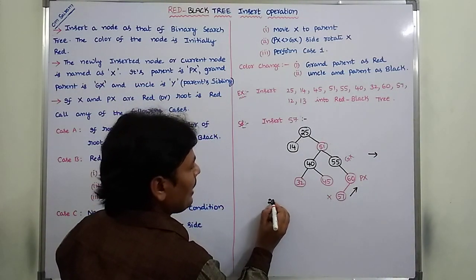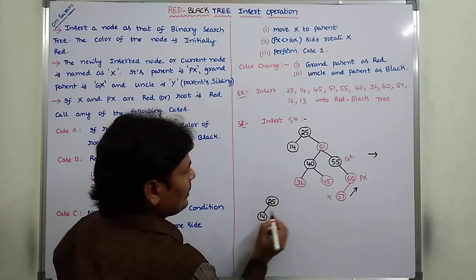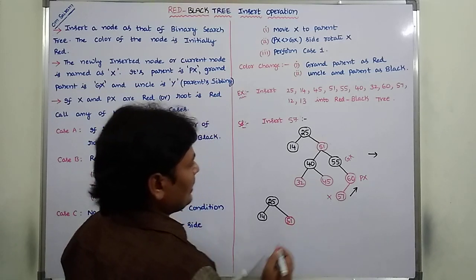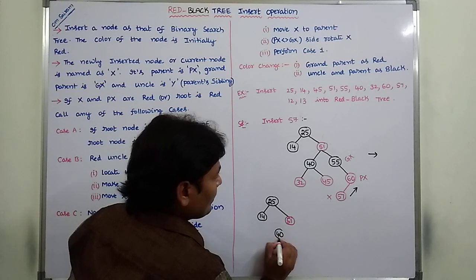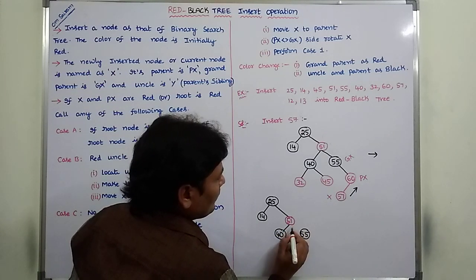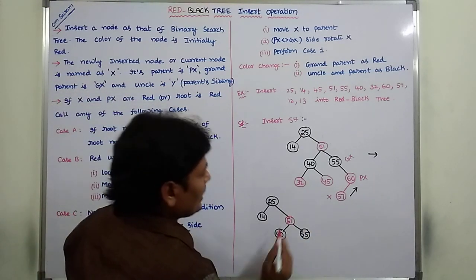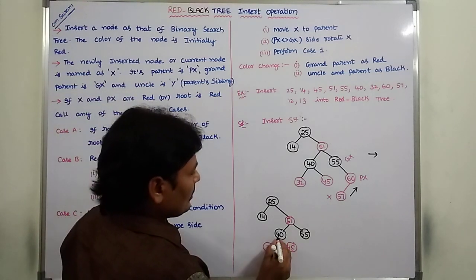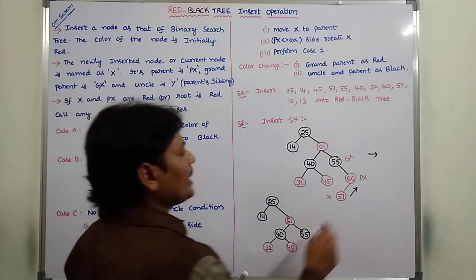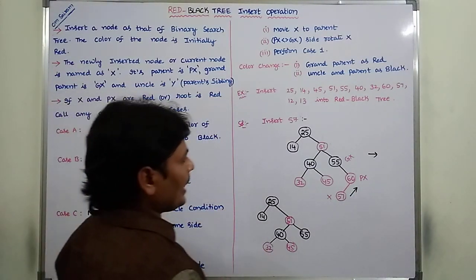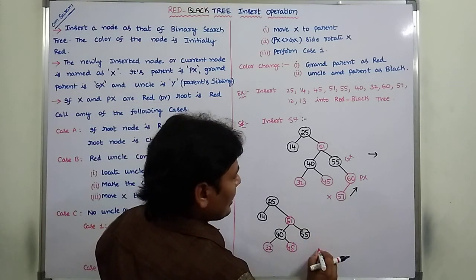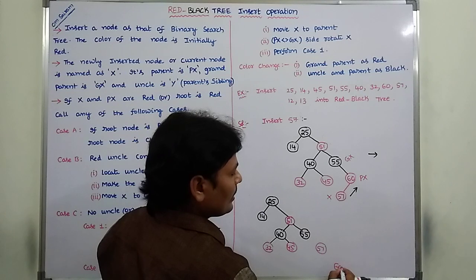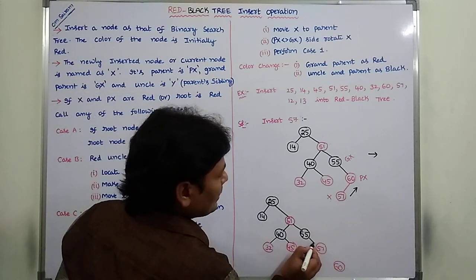So this is 25, 14. So here 51 is there. 51 is red. And next, this is 40, and this is 55. Next, this is 32, and this is 45. Okay. So now 57 goes to Px place. So then what we are getting? 57 goes to this place, that is 57. Whenever 57 goes to this place, 60 goes to this place. So this is 60. Then we are getting this tree.